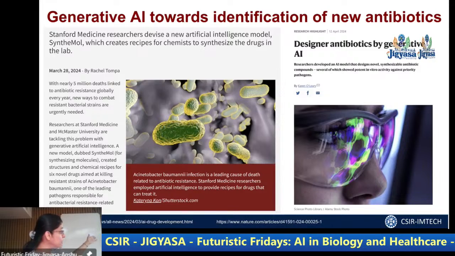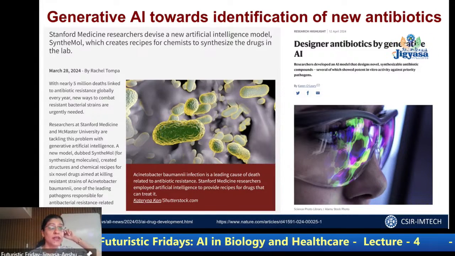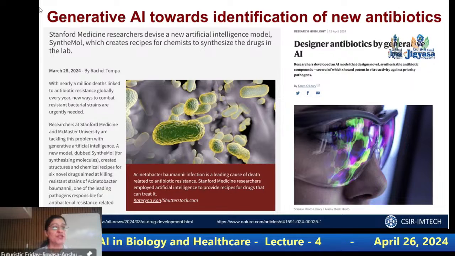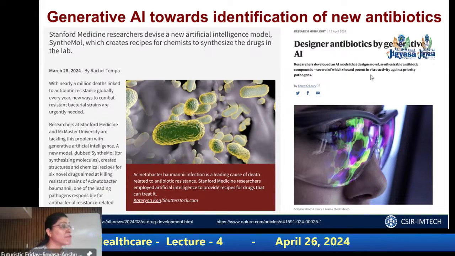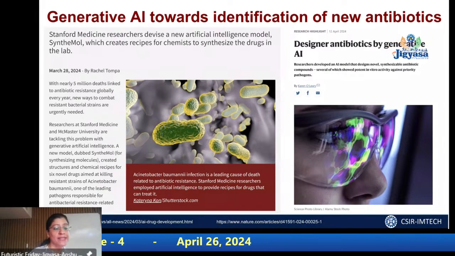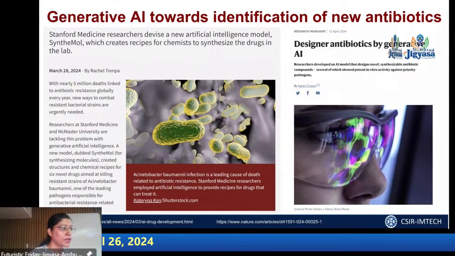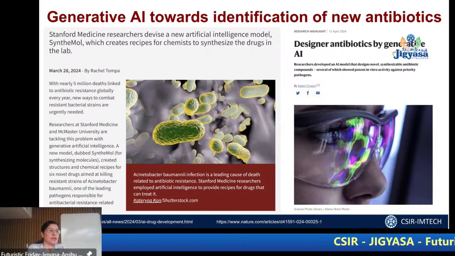Yes. If you see here, it's not even a month-old article. Generative AI has been used to identify new antibiotics for a very difficult to treat bacteria called Acinetobacter baumannii. Okay. What is generative AI? So how many of you know what ChatGPT is?